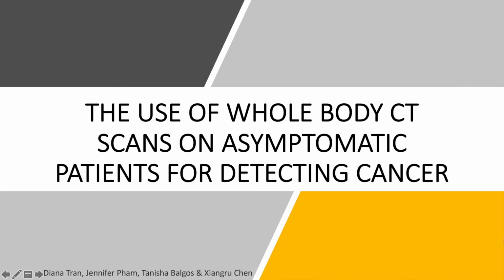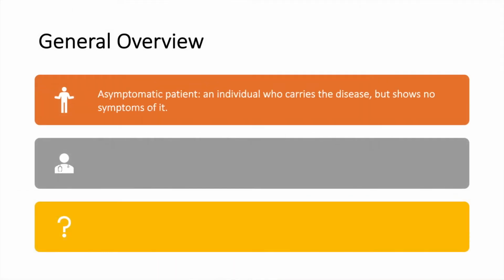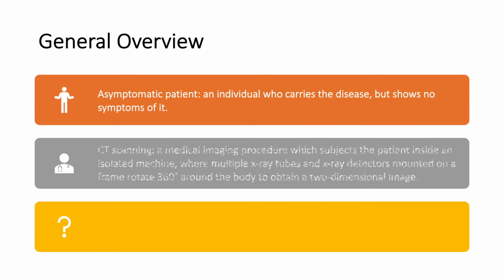In this video, we are going to talk about the use of whole-body CT scans on asymptomatic patients for detecting cancer. An asymptomatic patient is a person who carries the disease, but shows no symptoms of it. CT scanning is a medical imaging procedure that subjects the patient inside an isolated tube called the gantry, where multiple X-ray tubes and X-ray detectors rotate around the body to create a two-dimensional image of the body.